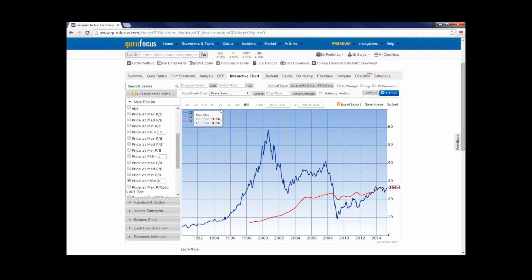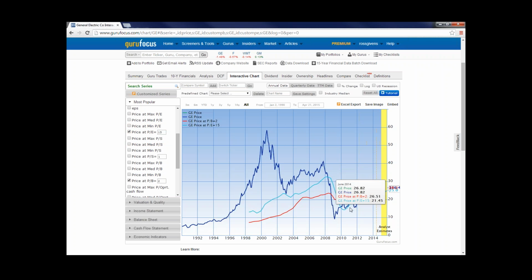So in a very basic sense, if you've got some parameters you want to stick to, you don't want to pay more than 15 times earnings, you don't want to pay more than twice book, you dictate these lines onto the chart, and when you see the stock below those 2 theoretical barriers, then it's quote unquote a safe time or an opportune time to buy that security.